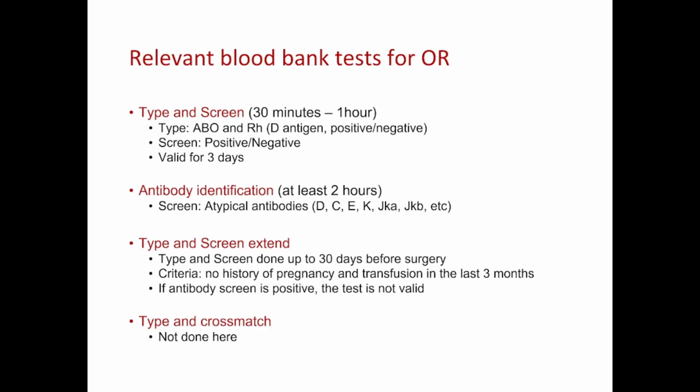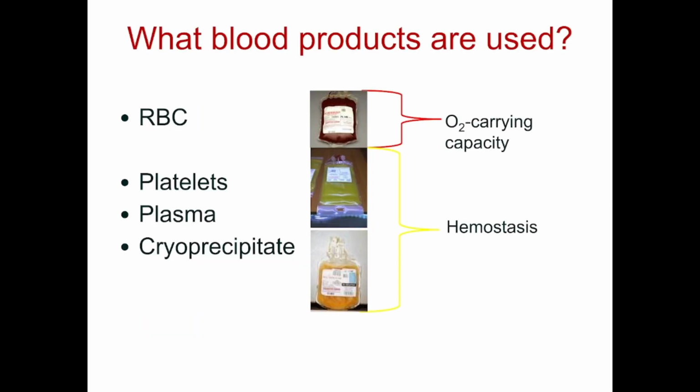Type and screen can be done 30 days before surgery, but the criteria is that there's no history of pregnancy or transfusion in the last 3 months, meaning that there's no possible risk of exposure to blood, and that there's no antibody formation. If the antibody screen is positive, the test is not valid. And type and cross-match, we do not do that here.